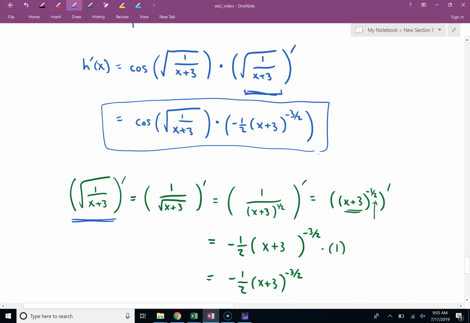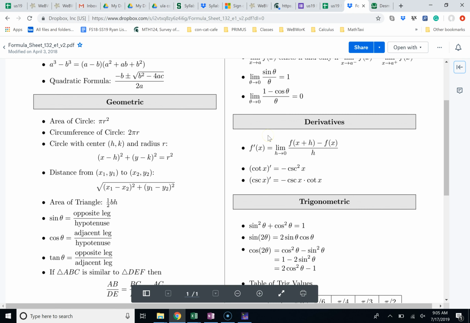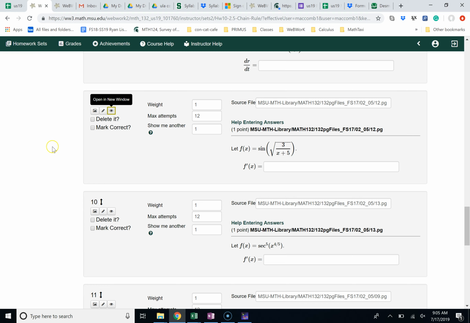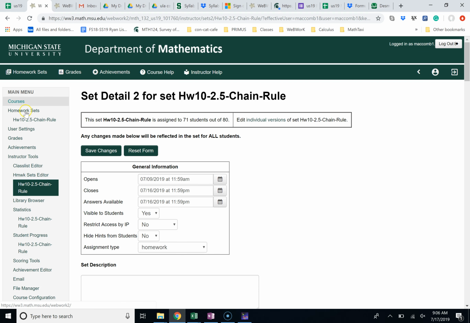All right, that's it for me this week. Again, make sure that you're starting to think about studying for the midterm. In fact, here at the very end, I'll bring up our web work. Where is it? Maybe over here. I thought I had this up.